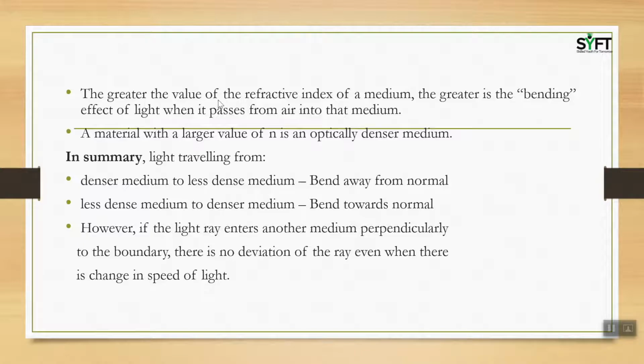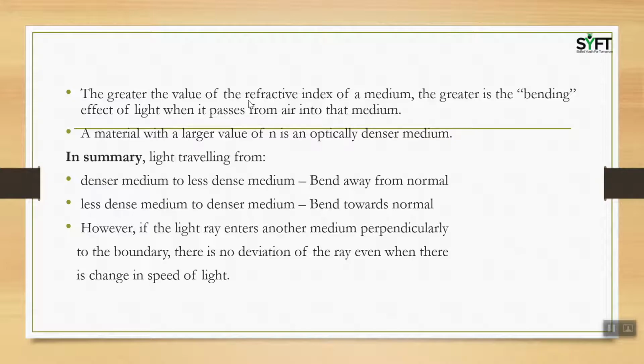The greater the value of the refractive index of a medium, the greater is the bending effect of light when it passes from air to that medium. A material with a larger value of n, that means your refractive index, is an optically denser medium. So what is an optically denser medium? It is the medium in which the value of the refractive index is larger. So it is called an optically denser medium.